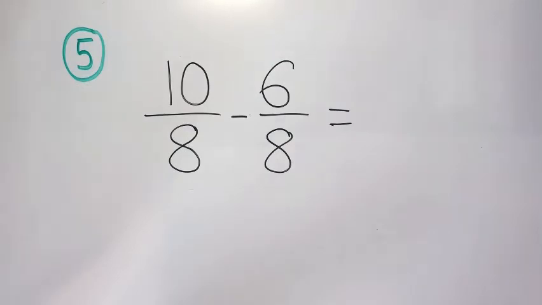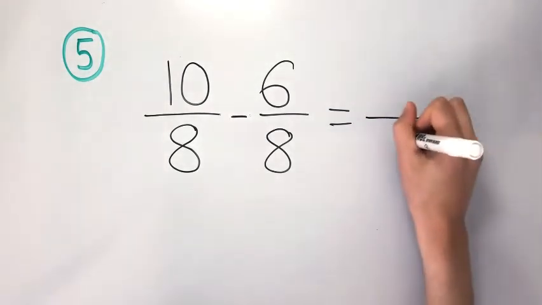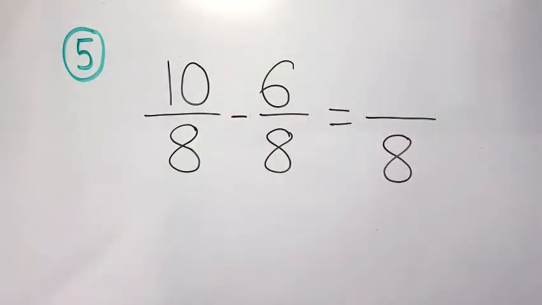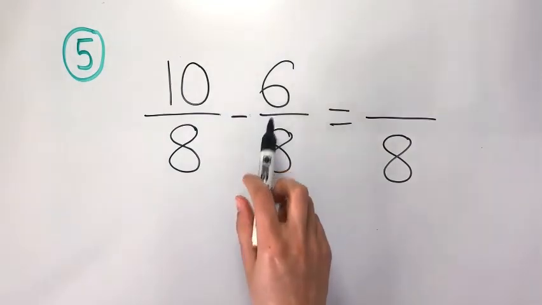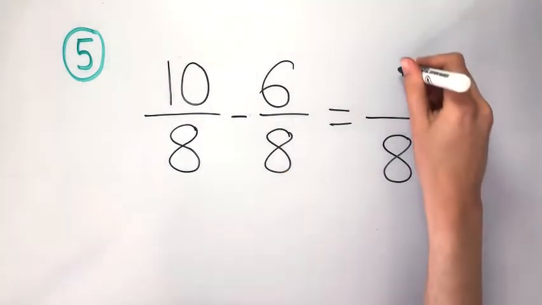Question 5. 10/8 minus 6/8. When we're taking away fractions from each other, the bottom number needs to be the same. So our bottom number stays the same, and all we need to do now is to take away the top two numbers. 10 minus 6 gives us 4.